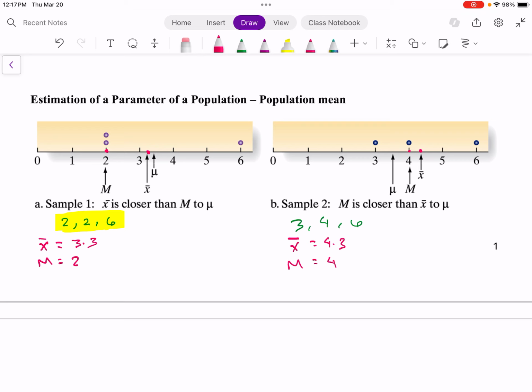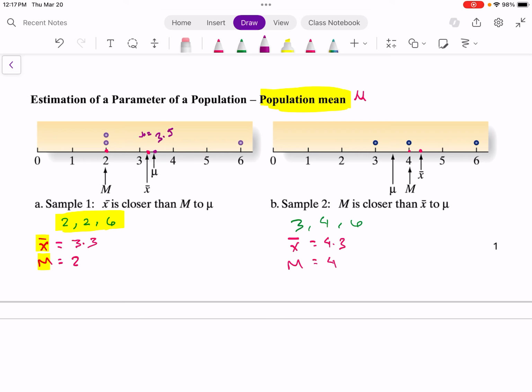Okay. Now we have these two samples, and our target is making an estimation of our parameter mu. We are trying to estimate our population mean, which is the parameter, mu, from the sample mean, which is x bar, or the median. Now in sample 1, out of x bar and median, which one gives a good estimation of our mu? And our mu is somewhere here. This should be 3.5. So our mu is 3.5.